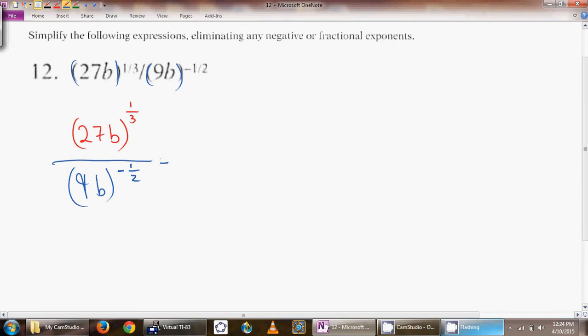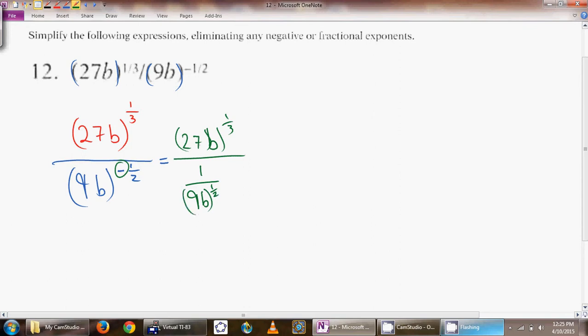So, when in doubt, take it slow. I'm going to deal with this negative first. So let's keep that 27b raised to the 1/3. Okay. And then this negative is telling me do the reciprocal. It's really 1 over 9b to the 1/2 power.